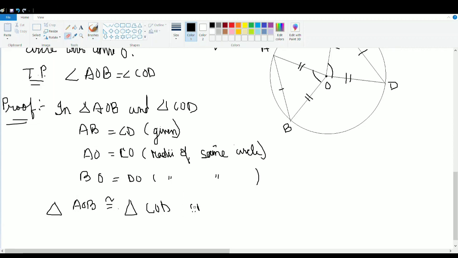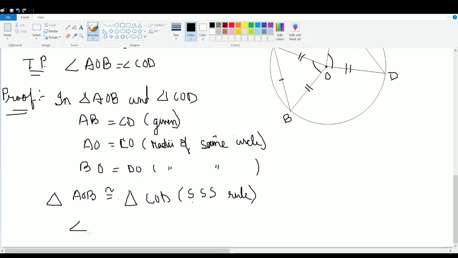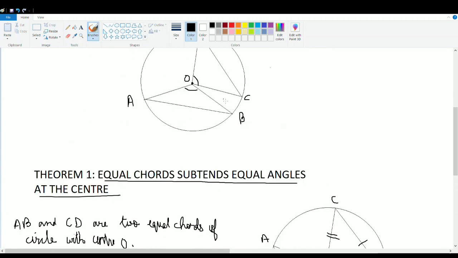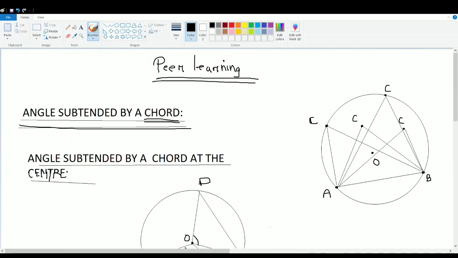We say this because of the side congruency rule, SSS rule: if three sides are equal in the triangles, then the triangles are known as congruent. So it can be said that angle AOB is equal to angle COD, because of corresponding parts of congruent triangles. So this is the proof. You can write the proof, or if you don't want to write, the book has it, you can try it yourselves once.